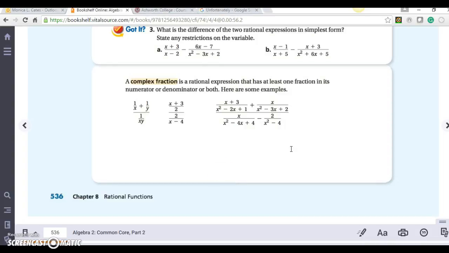Okay, let's go on. A complex fraction is a rational expression that has at least one fraction in its numerator or denominator, or both. Here are some examples. So here's an example of a complex fraction. We have fractions in my numerator and in my denominator. Here's another one. I have a fraction in my numerator and in my denominator. And here's a really big one. I have fractions in my numerator and my denominator.